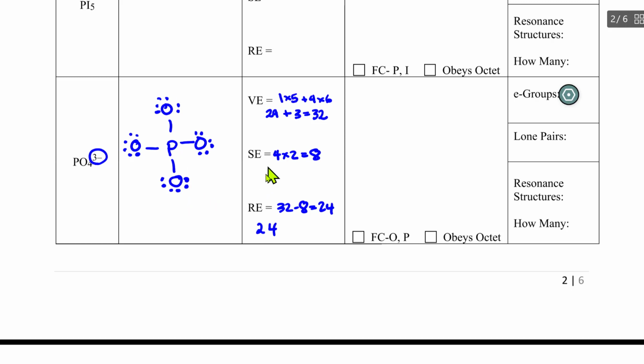So far so good. What we've done is we've done valence electrons, skeletal electrons, remaining electrons, distributed those on the remaining atoms. And then what we have to do is take into account formal charge. So I'm going to do it for oxygen here, and then I'll do it for phosphorus. Okay.